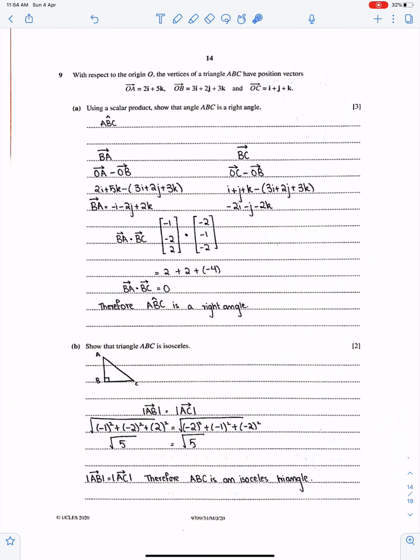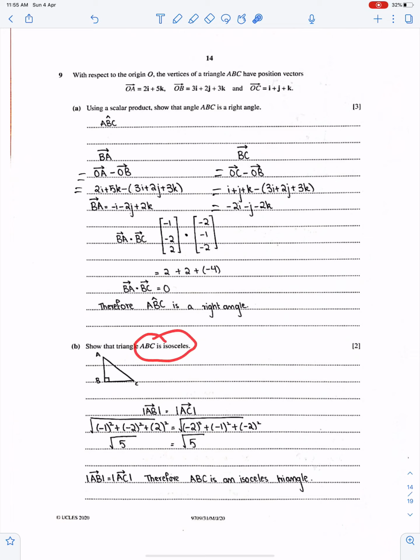Vectors OA, OB, OC. Find the scalar product of this angle B. So BA, BC. We read this as BA dot BC. So you have to take the dot product of BA and BC. First get BA. BA is OA minus OB. Now take their dot product. As the dot product is 0, therefore this angle is 90 degrees. So 90 degrees at B.